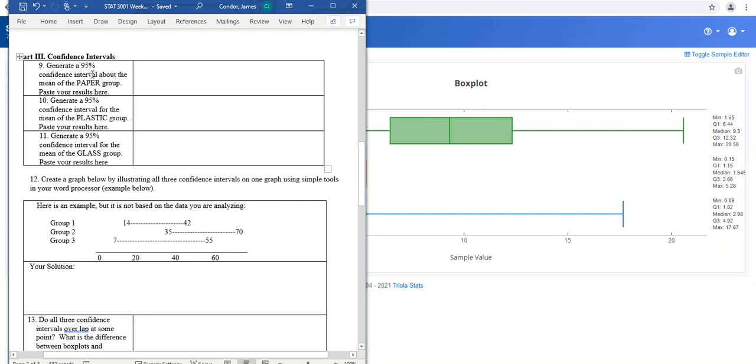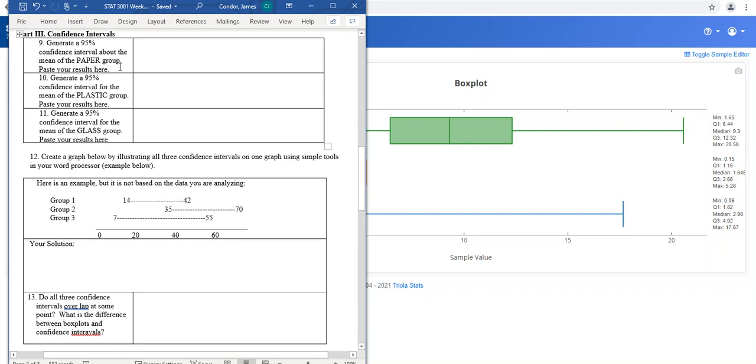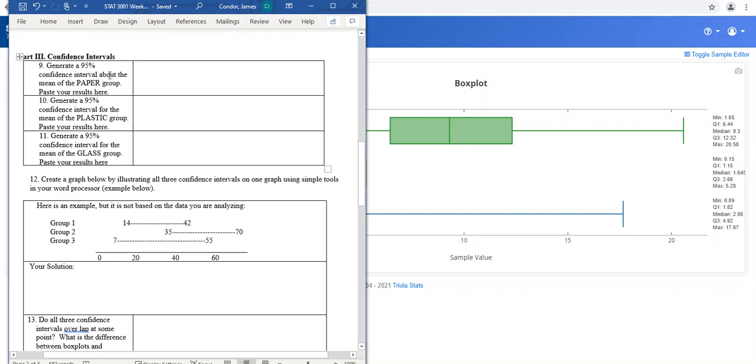So let's look at confidence intervals. Generate a 95% confidence interval about the mean of paper. Okay. And then you're going to do plastic, and then you're going to do glass. So you work with each one of them separately. And when we talk about a 95% confidence interval, we're talking about one group and a particular sample statistic. In this case, we're talking about the mean.